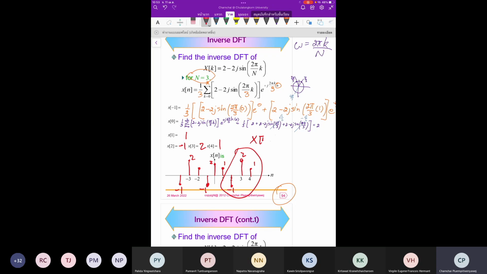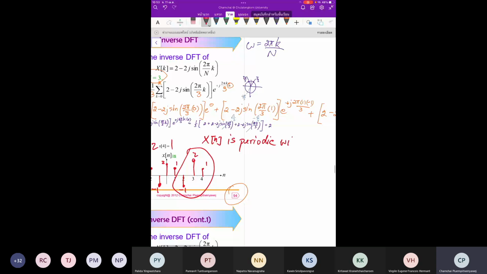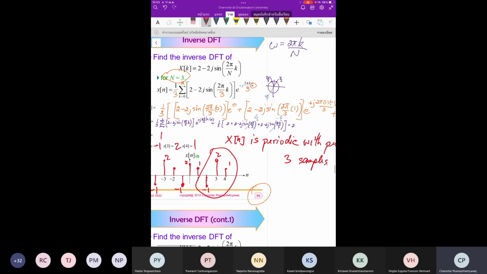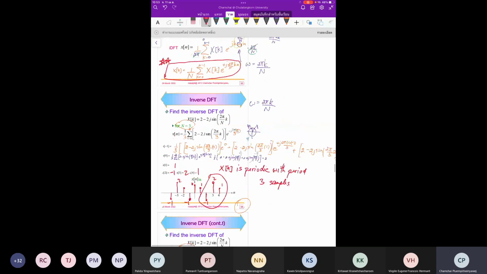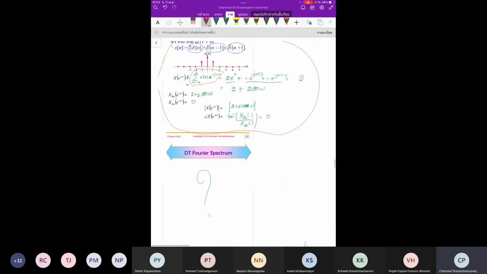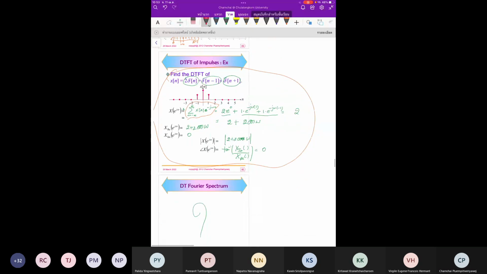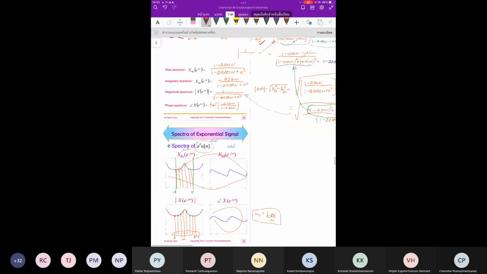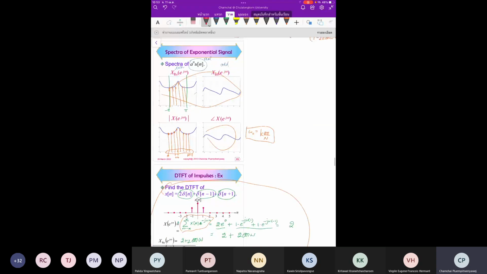Note that Xn is periodic with period 3 samples as well. This is what happened when we discretize the frequency domain. If you go back to the previous examples, where was it?